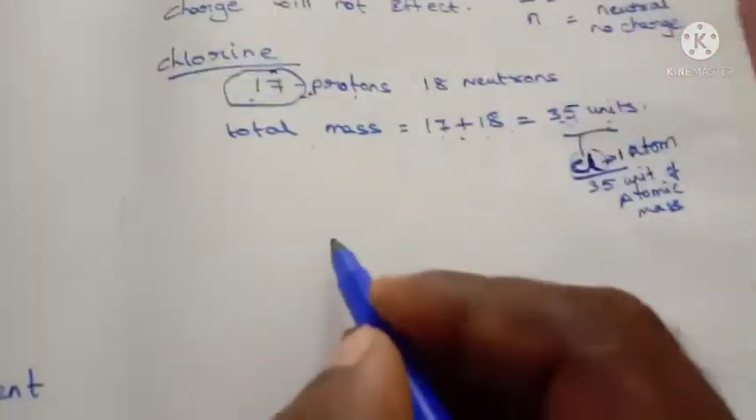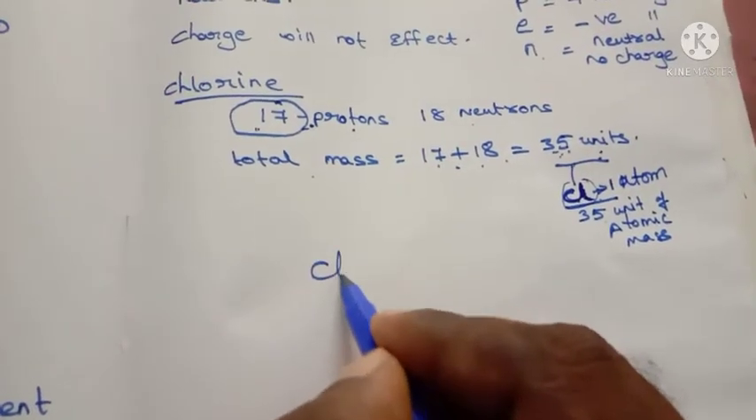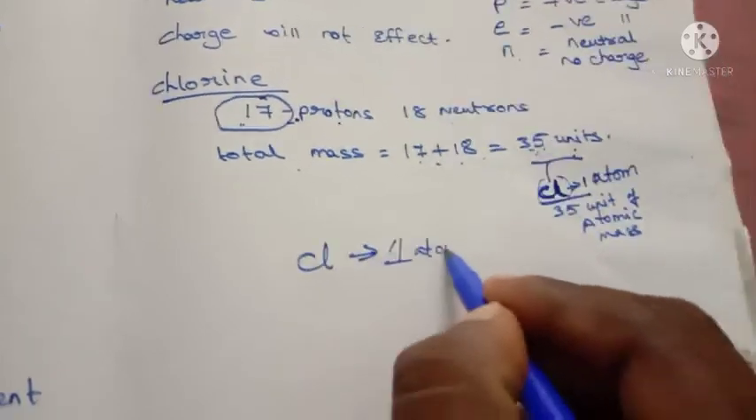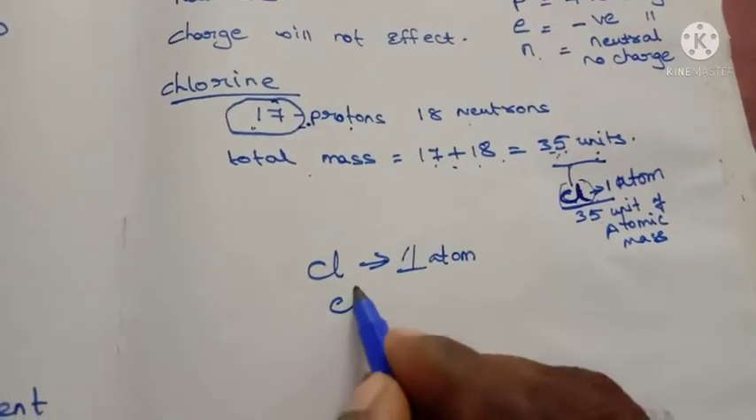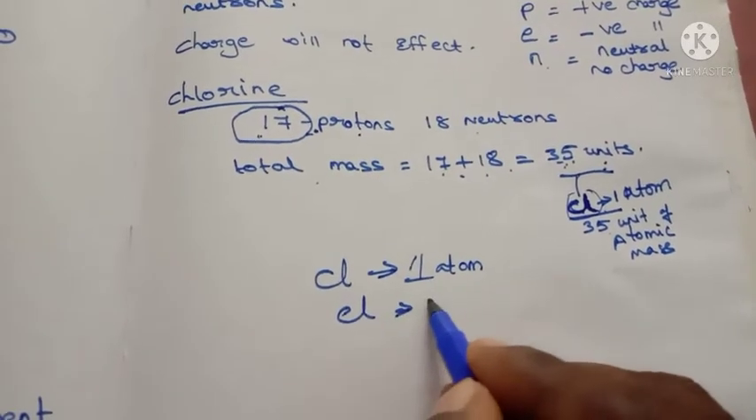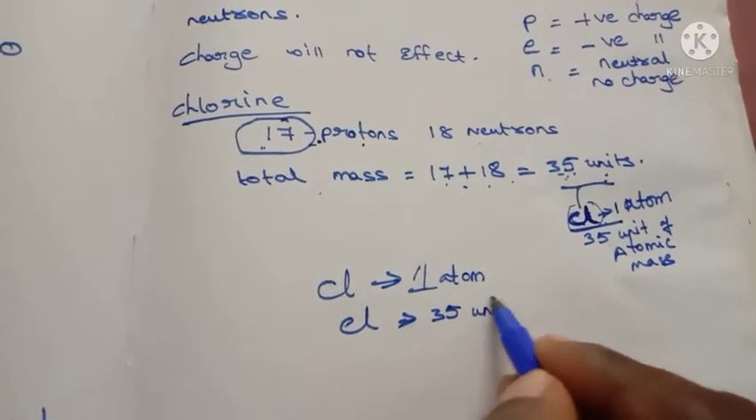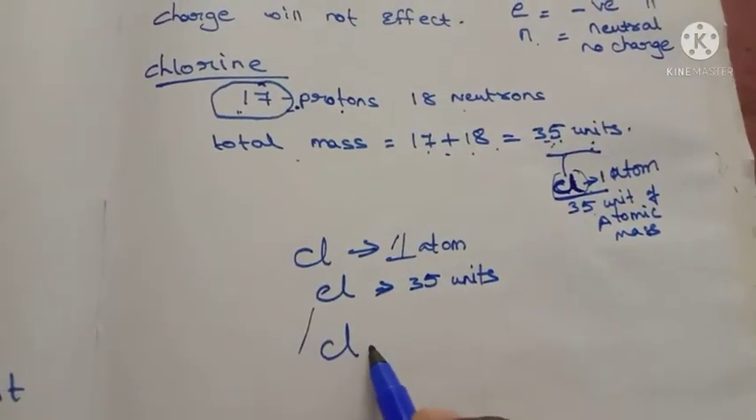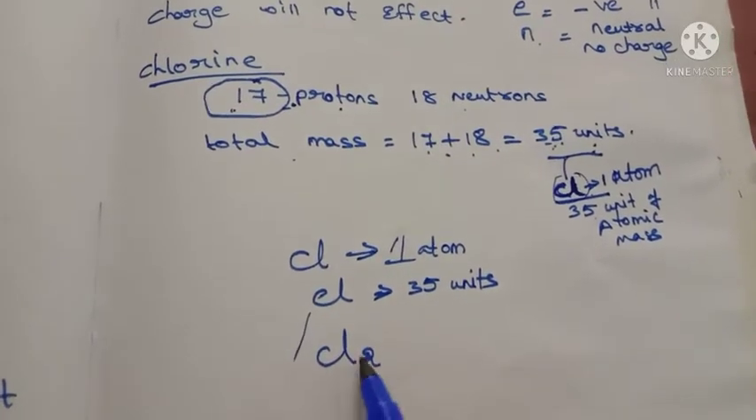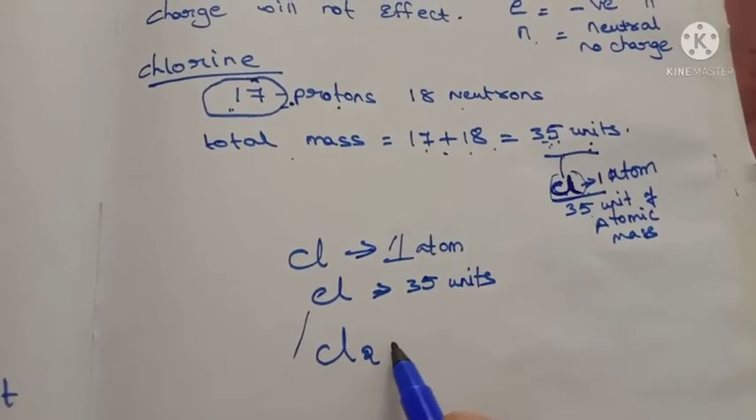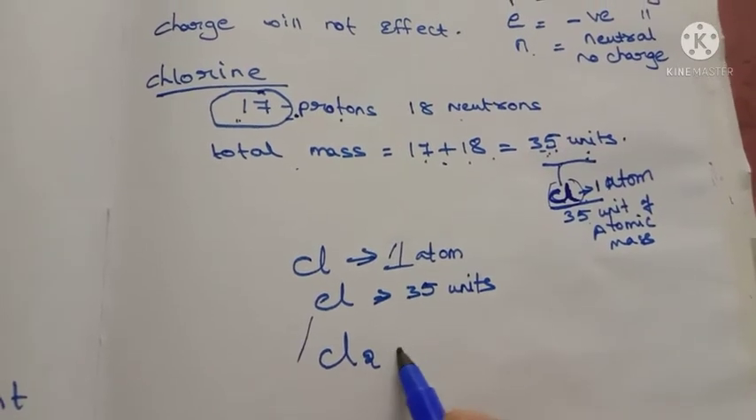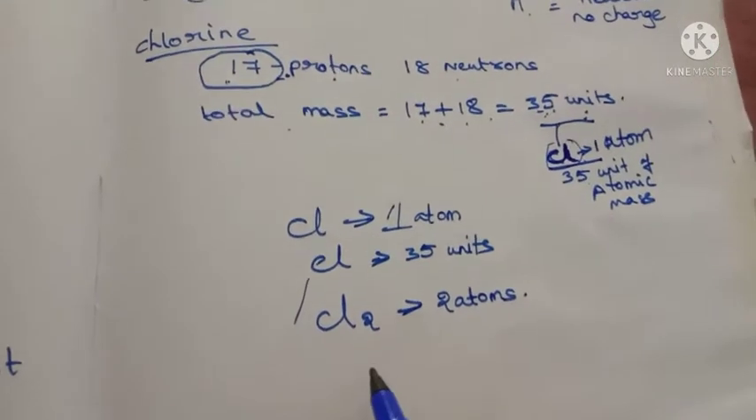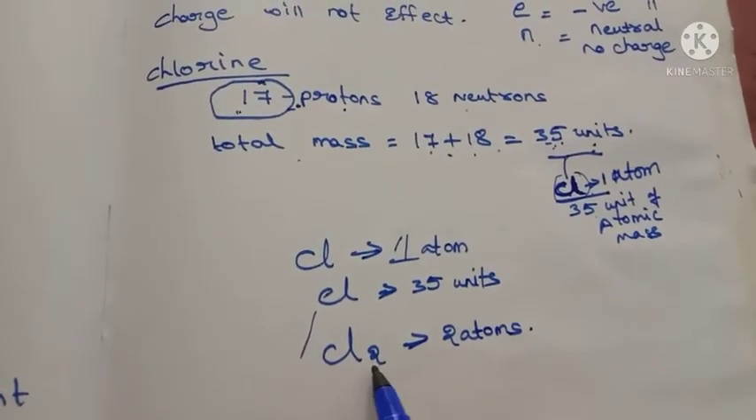Now take here, come here, my dear children. Cl, chlorine, representing 1 atom. The atomic mass of this Cl, chlorine, is 35 units. Now suppose I take Cl2, or 2Cl. How many atoms here now? 2 atoms.